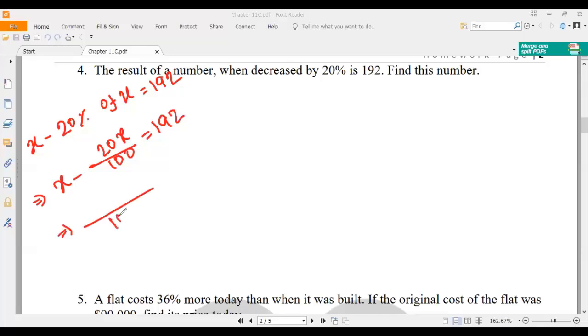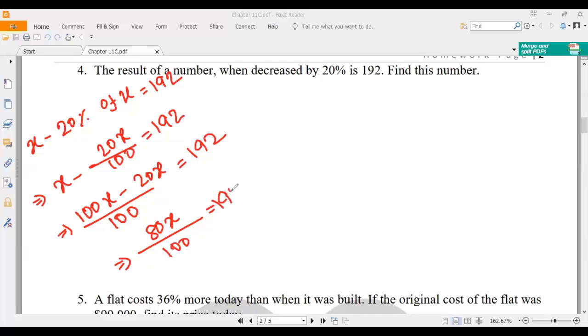Then 100 is the denominator. 100 into x, 100x minus 20x equal to 192. So 100 minus 20 will be 80x by 100 equal to 192. Then we need to find out the value of x.